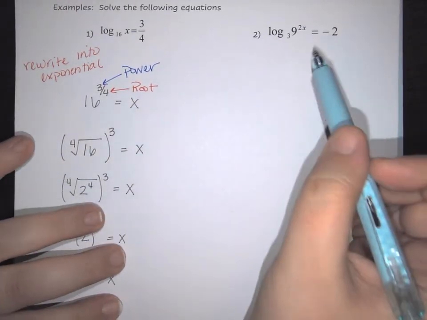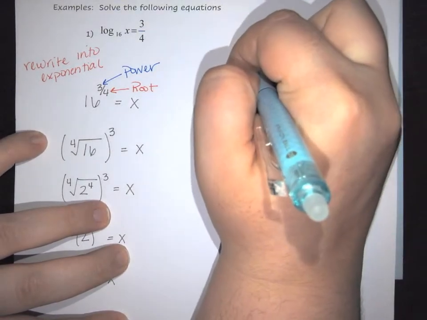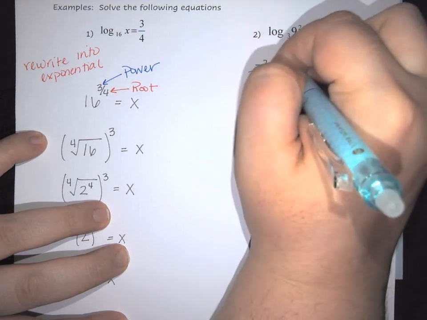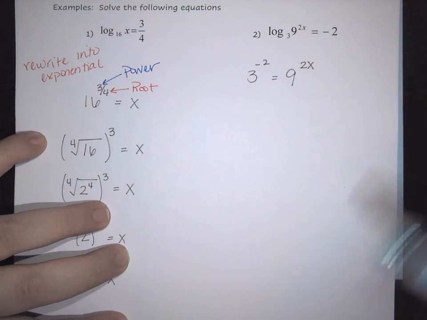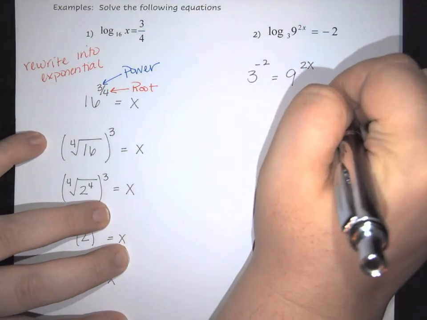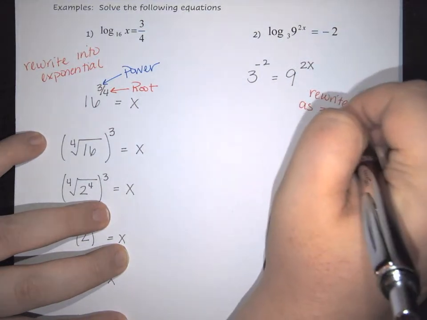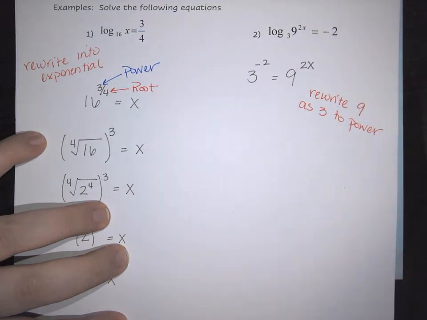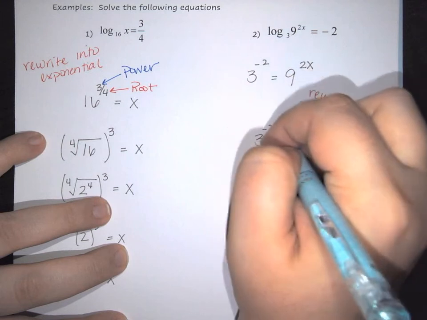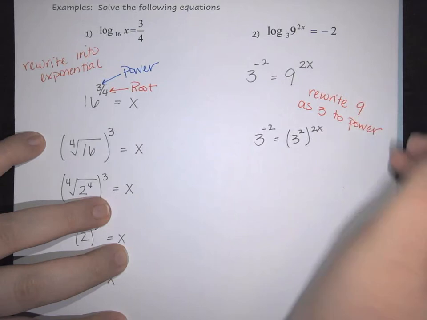If we look at this next one, we can do the same thing. Here we would end up having 3 to the negative 2 is equal to 9 to the 2x. Now here we want to rewrite 9 as 3 to a power. We know that 3 squared is 9, so this is going to be 3 to the negative 2 is equal to 3 squared to the 2x.